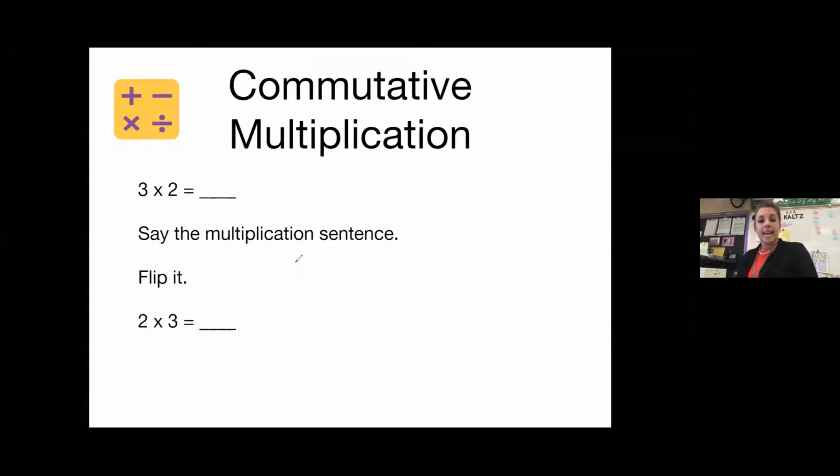You can either just say this or write it on your whiteboard, whatever makes sense. 3 times 2 equals 6. Bear with me with my handwriting while using a mouse. All right, now we're going to flip it. This is the commutative property. We're going to flip it. So 2 times 3 equals 6.